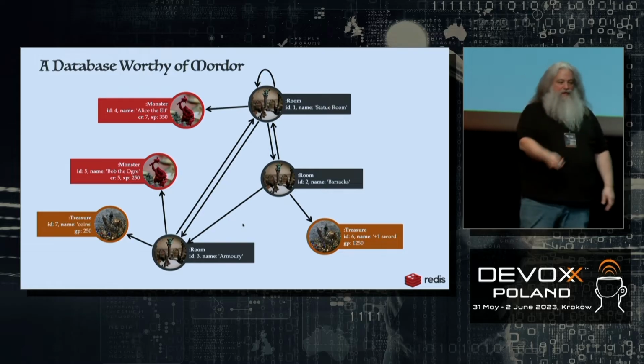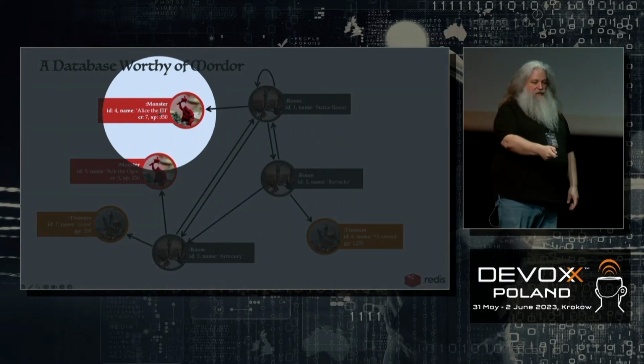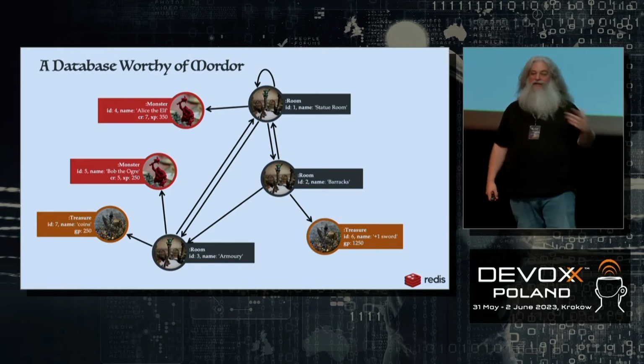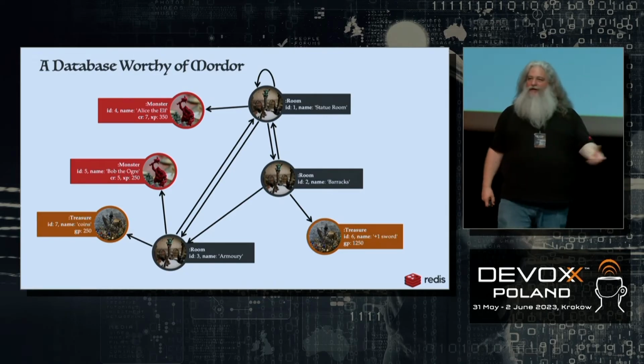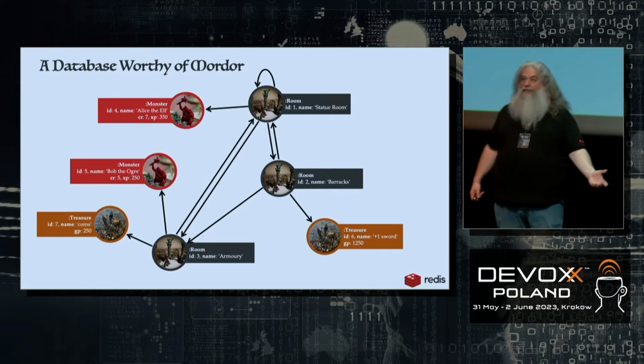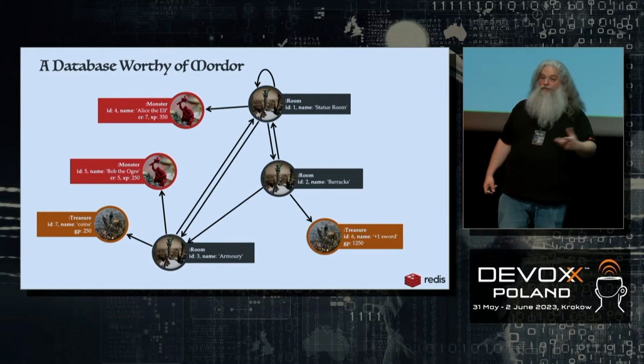So here we've got, for example, a node that is a monster. It's got data associated with it. It's got an ID of 4. It's got a name of Alice the elf. It's got a challenge rating and experience points. And we have a room, and it's got a label of a room. And it has other attributes the room has.